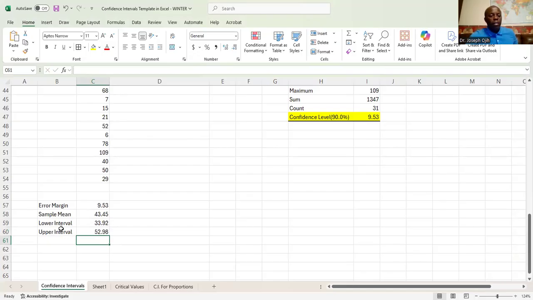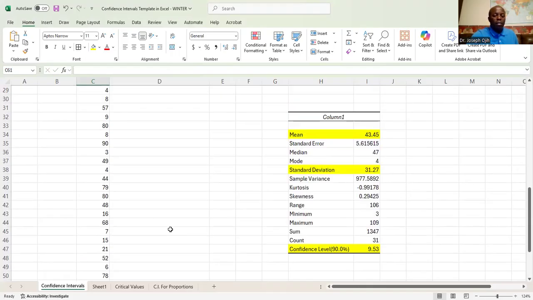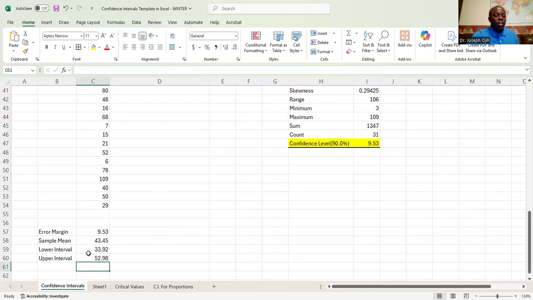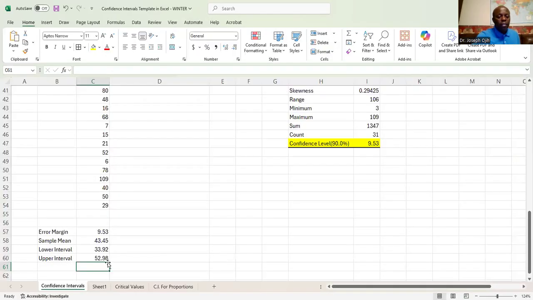So that we have, yes, you can then just have this. The lower interval is 33.92, and the upper interval will be 52.98.